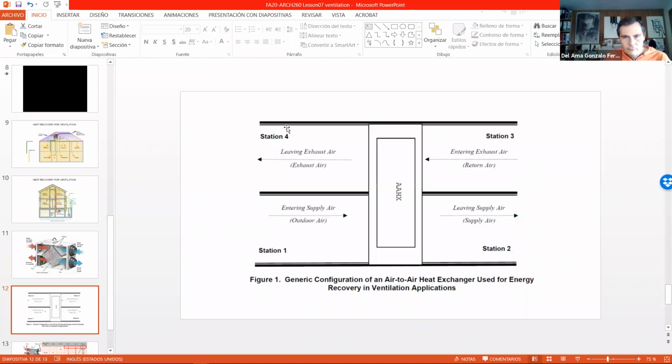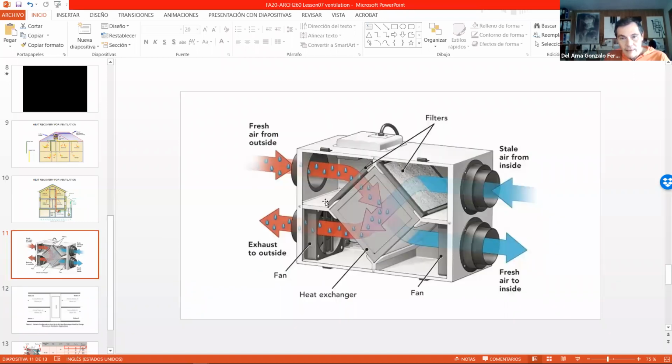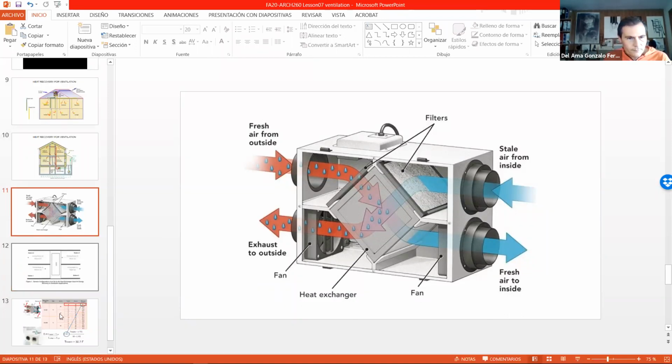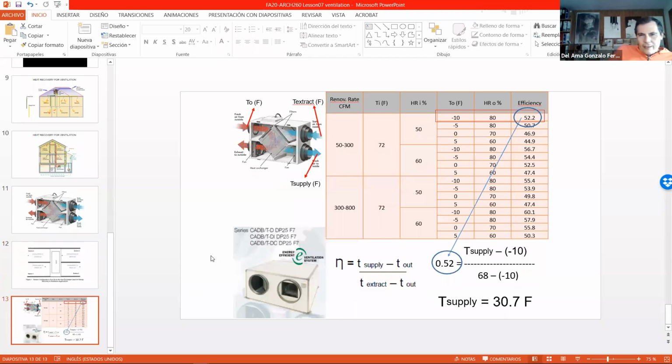Well, that's another explanation for this heat recovery. I like this better because there are colors and 3D. Okay, here we have an example of a problem, but I'm not going to explain this today. I will explain that on Monday.